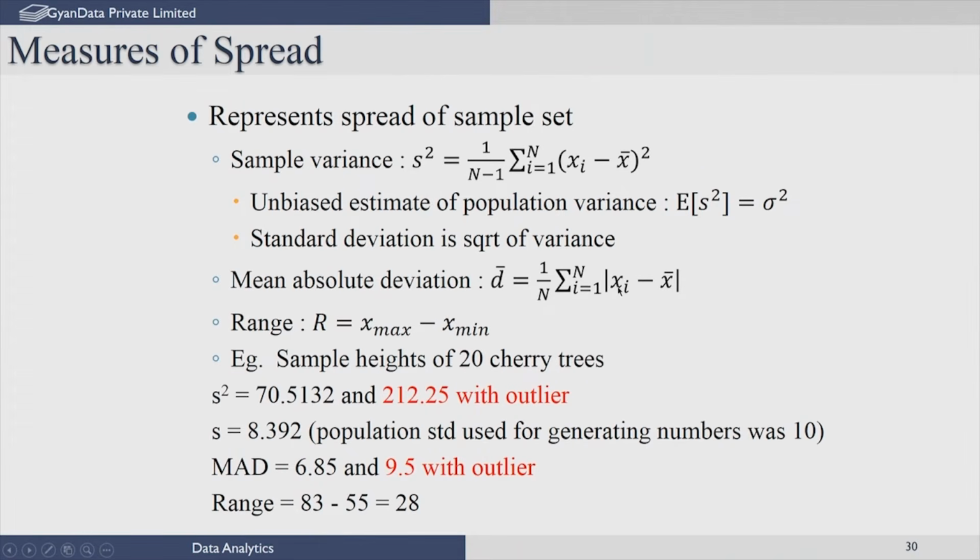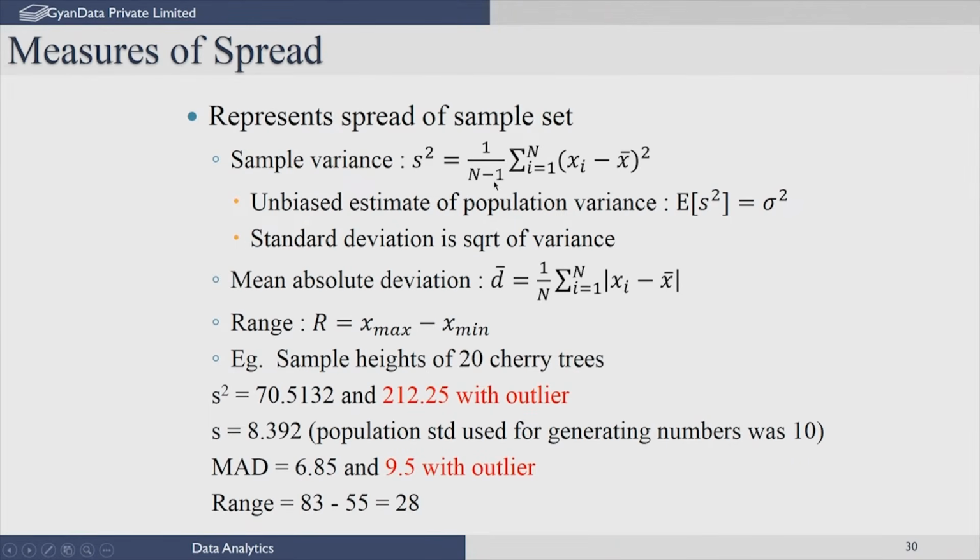So, deviation of the observation from the mean or the median, you take the absolute value of this deviation, sum over all the n points and divide by n, and that is what is called the mean absolute deviation. Again, whether you should divide by n or n minus 1 is a point to be noted.